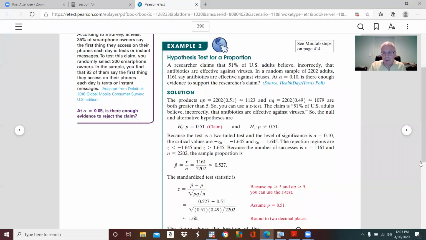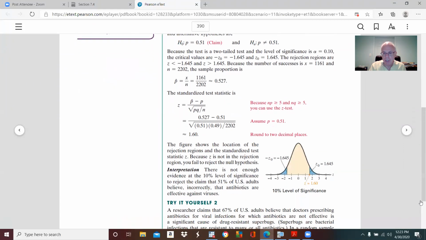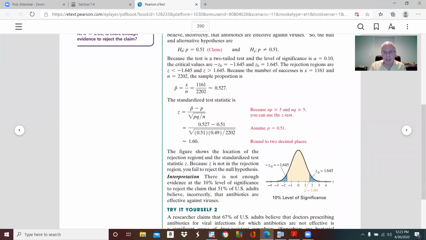All right, and if you read through this right up here, they did the rejection region method, and notice that they came to the same conclusion. There's not enough evidence at the 10% level of significance to reject the claim of 51% of the U.S. adults. Notice in this case, in the interpretation, they did answer the question correctly, because the claim is the null hypothesis. So what are we attempting to do with our hypothesis test? We want to see if there's enough evidence to reject the null hypothesis, which happens to be the claim. So since we're not rejecting the null hypothesis, we're going to say there's not enough evidence to reject the claim.